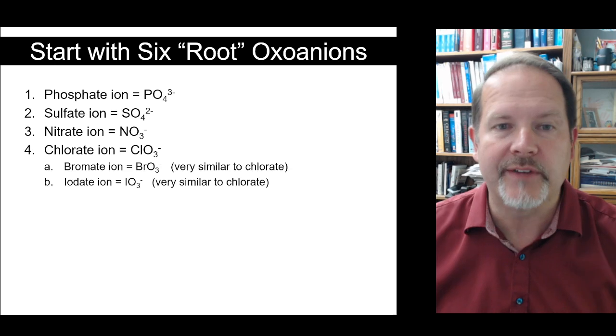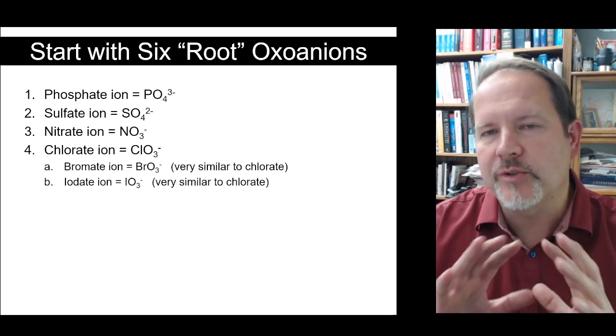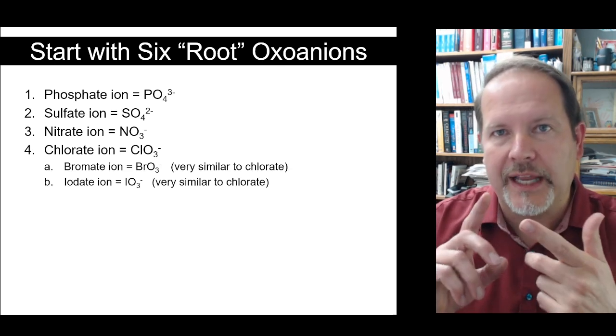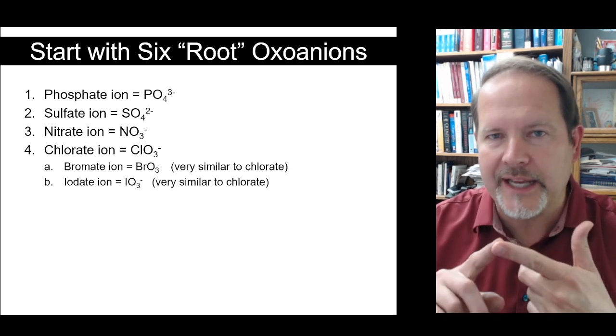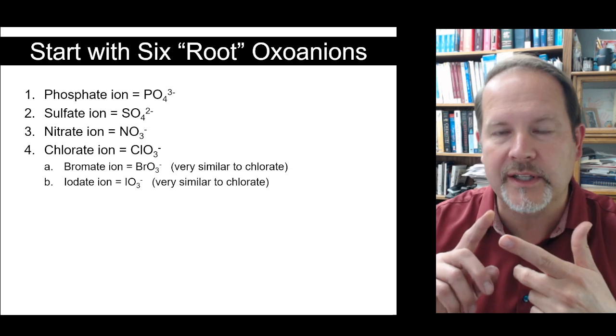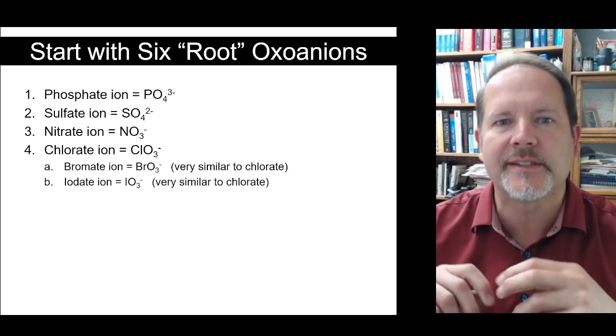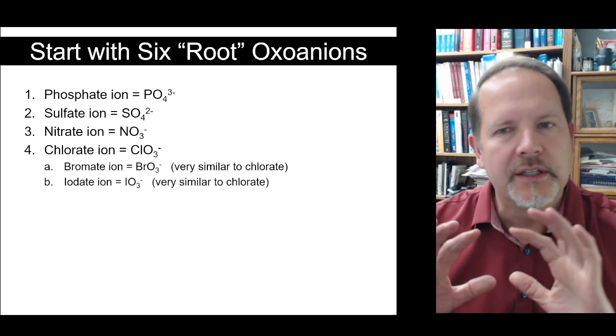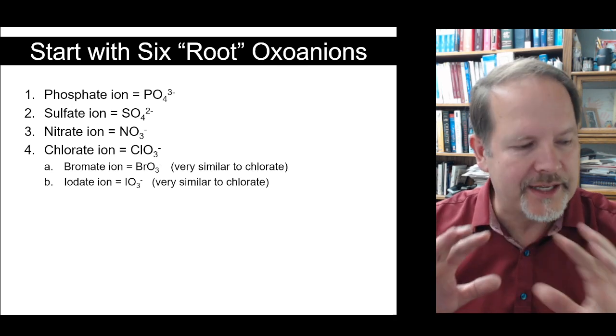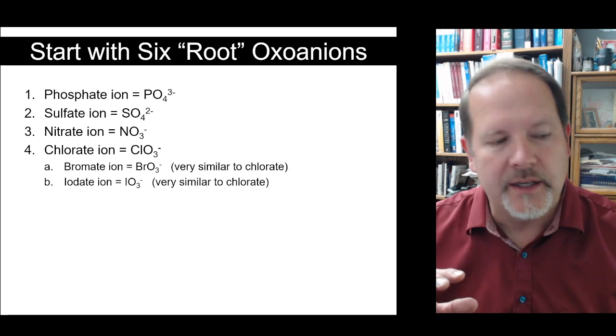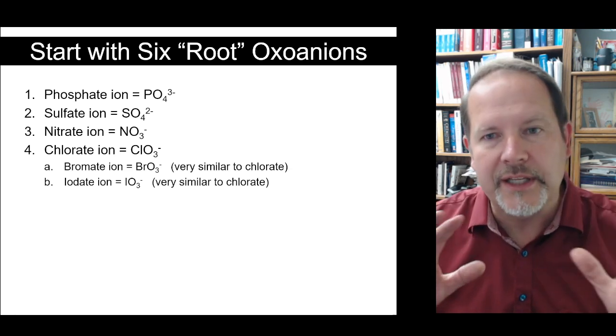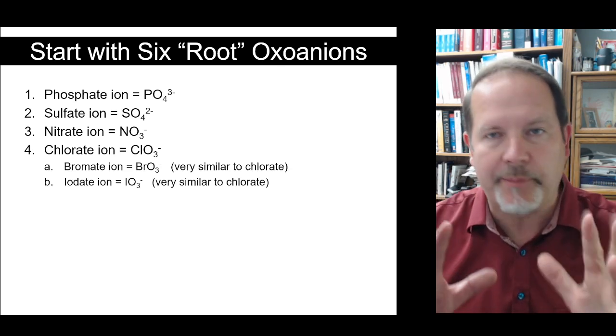And the formulas are given. So if you memorize those 6 oxoanions, you've got to remember the names and the chemical formulas: PO4 3 minus, SO4 2 minus. There's not really a great pattern. I can teach you that a little later, but you really need to focus on just memorizing them.